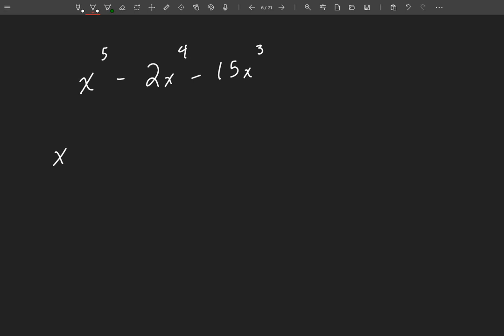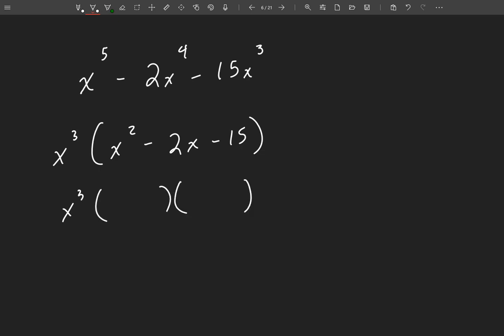So let's pull an x to the third out. And what's left? X squared minus 2x minus 15. And now it's just a simple matter of completing the factoring. That's going to be x minus 5 and x plus 3. And that gives me roots of 0, multiplicity 3, right? Because there's 3 zeros from that first piece. And then I have a 5, and then I have a -3. Piece of cake.